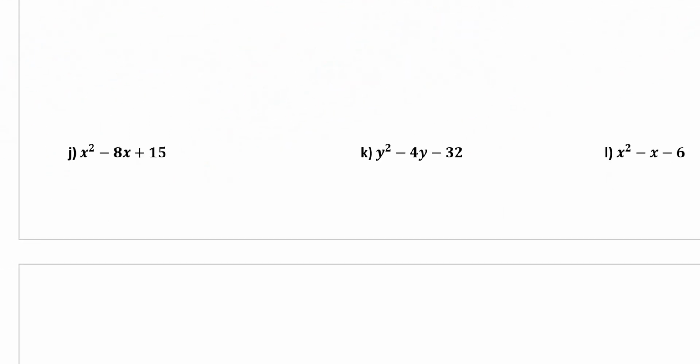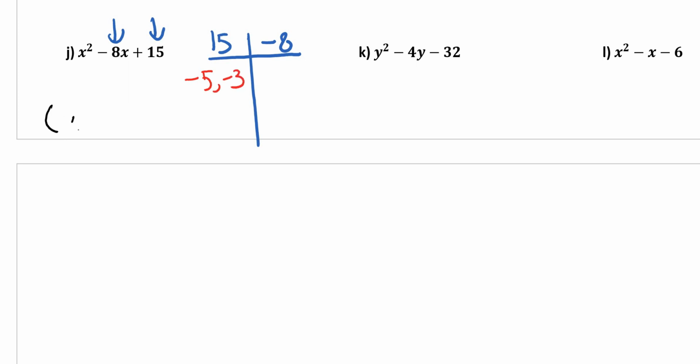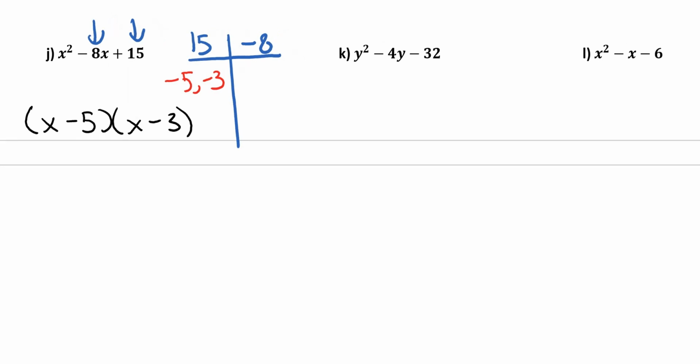Okay, so we keep on moving along here. We're making pretty good progress here. Hopefully the rest will work out nicely here. My numbers here are 15 and negative 8. And two numbers that multiply to 15 and add to negative 8 are negative 5 and negative 3. And then we can jump to my final answer here, x minus 5 and x minus 3. And that would finish the problem.